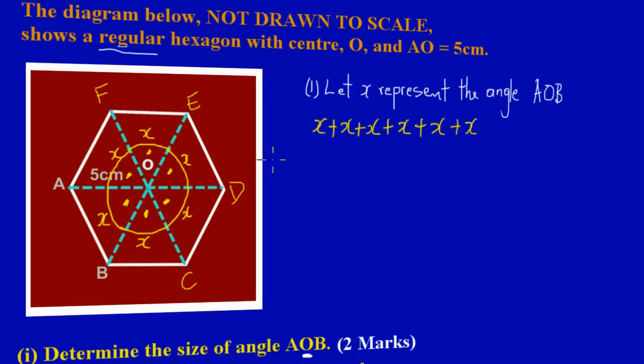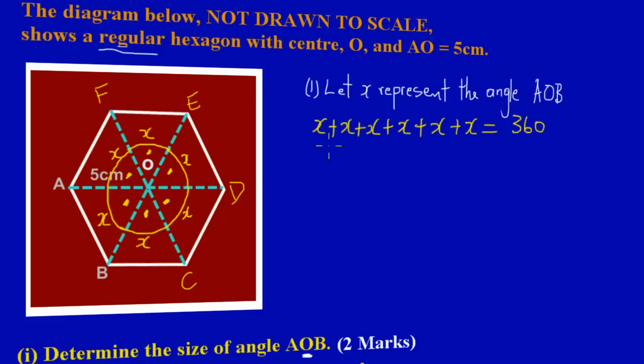Plus x, because each angle, and if you count all the angles, we have 6 angles. We have 1, 2, 3, 4, 5, 6 angles with sizes x degrees. Now when we add up all those 6 angles, you know that's angles at a point, so we should get a total of 360 degrees.